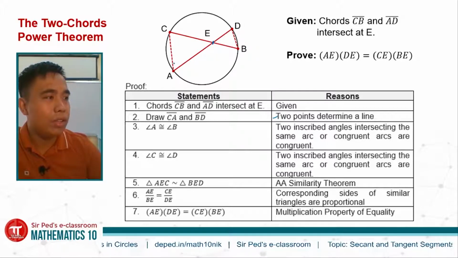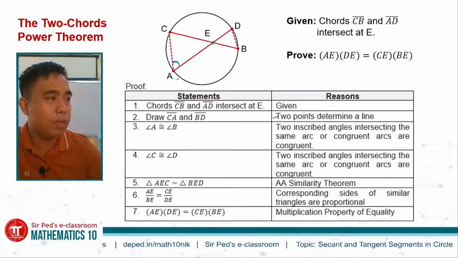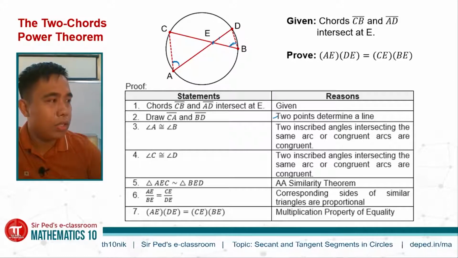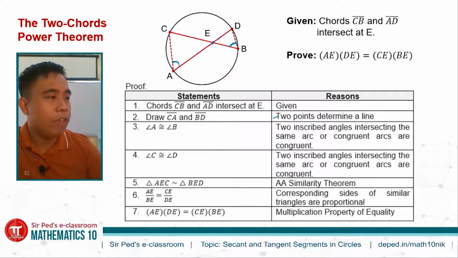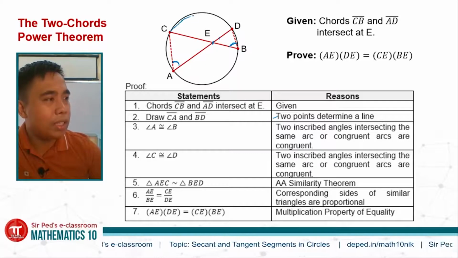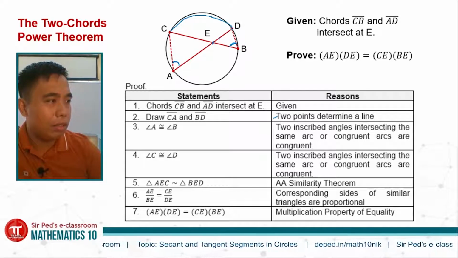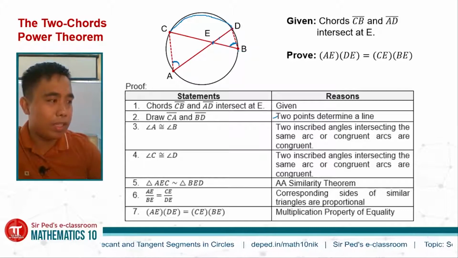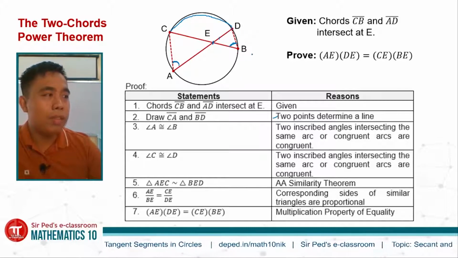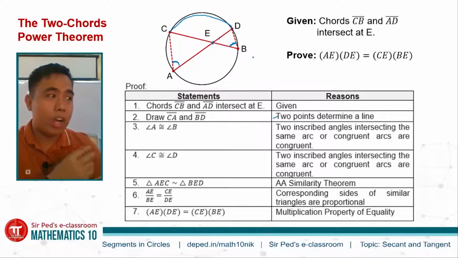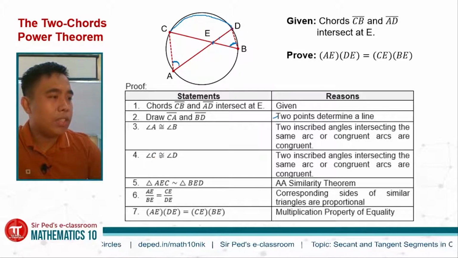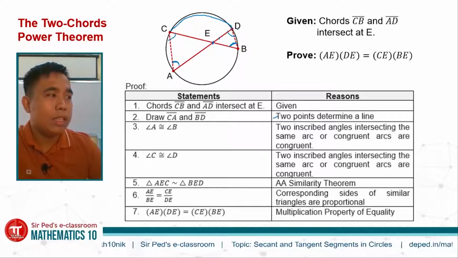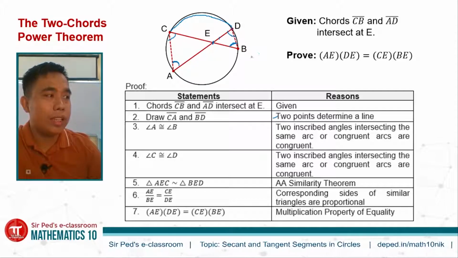Angle A, so we're referring to this, or angle CAD, and angle B, this one, or CBD, if you notice, they intersect the same arc. No? These two angles, angle A and angle B, are inscribed angles. So, remember that if they intersect the same arc, then they are congruent. And angle C is congruent to angle D. The same din. The two angles are inscribed angles intersecting the same arc.